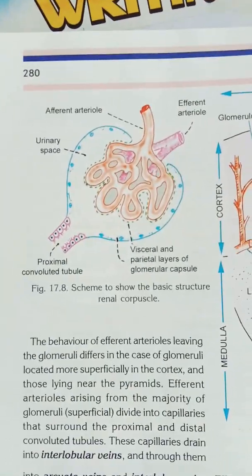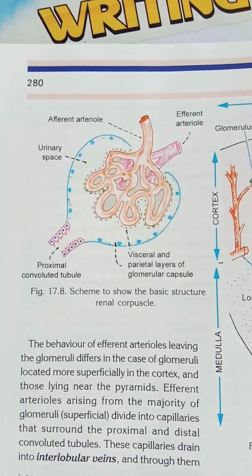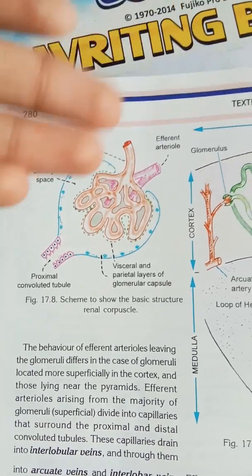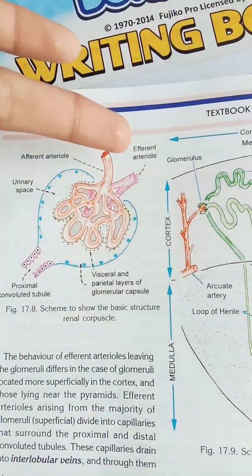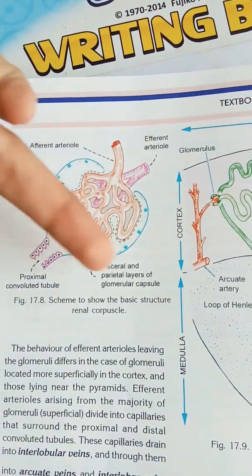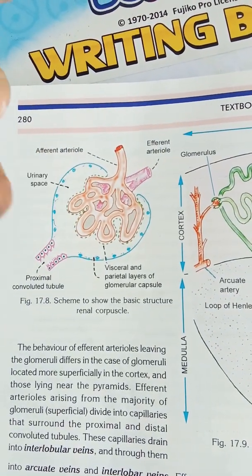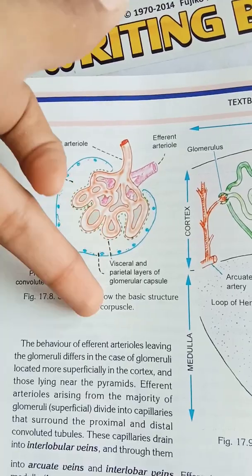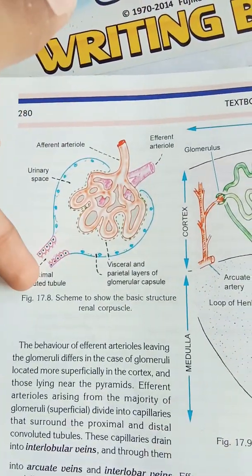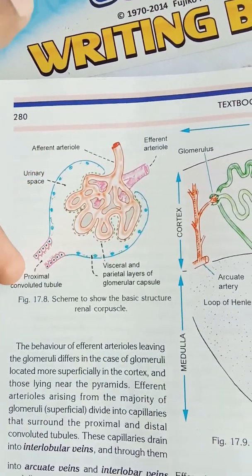So this is the basic structure of the renal corpuscle. As you know, the renal corpuscle mainly contains the glomerulus and the Bowman's capsule. This is the afferent arteriole, this is the efferent arteriole, this is the capillary network, this is the urinary space, the visceral layer and the parietal layer of the glomerulus, and this is the proximal convoluted tubule. So this is the urinary space continuing with the PCT.